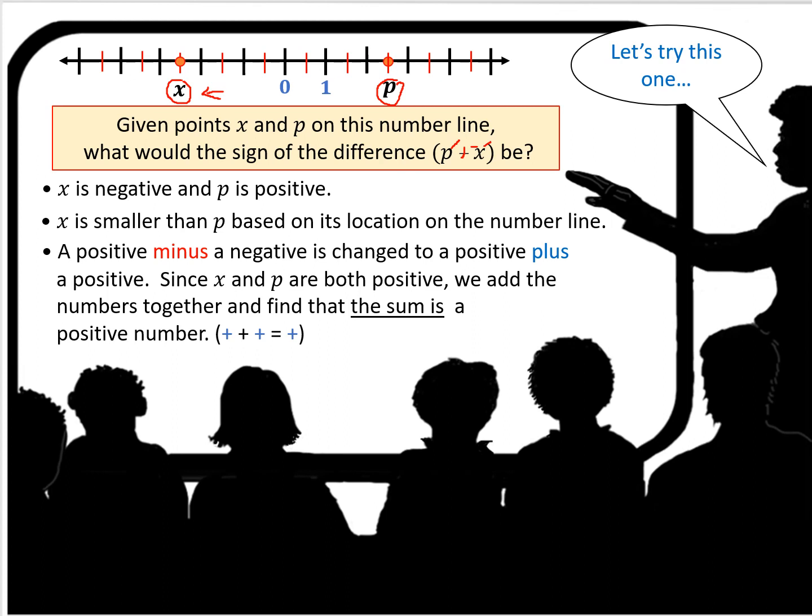Since x and p are now both positive, we add the numbers together and find that the sum is a positive number. Why? Because a positive plus a positive is a positive.